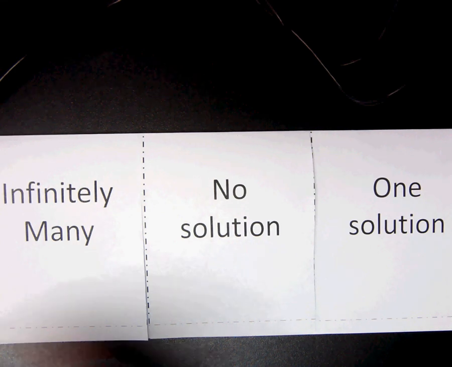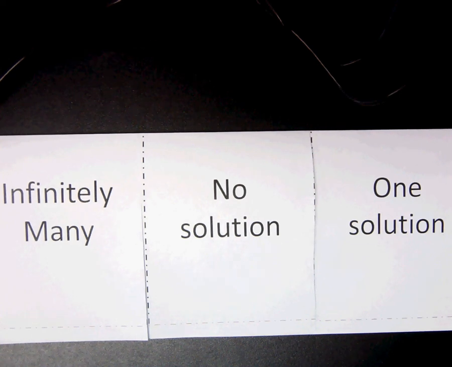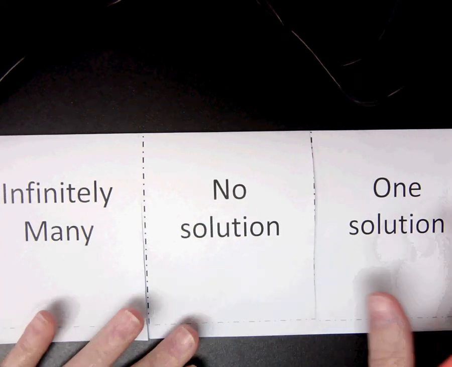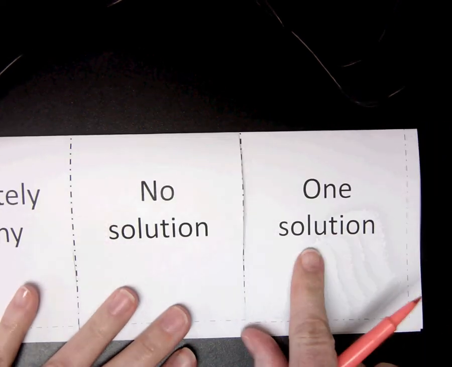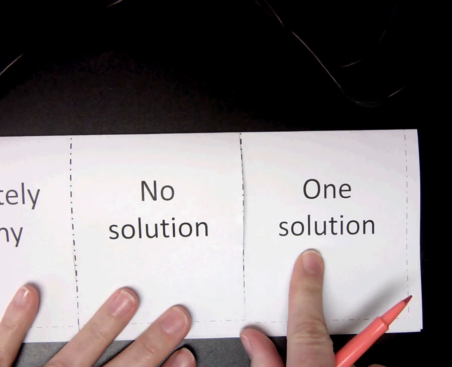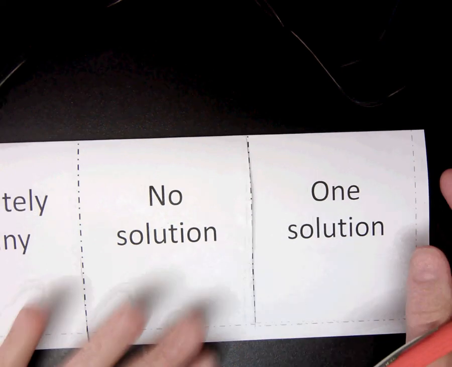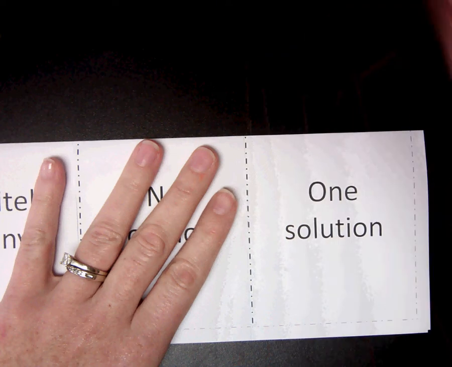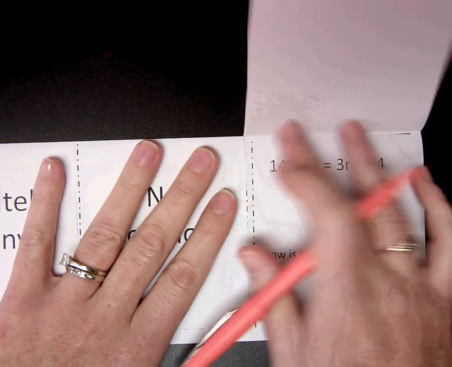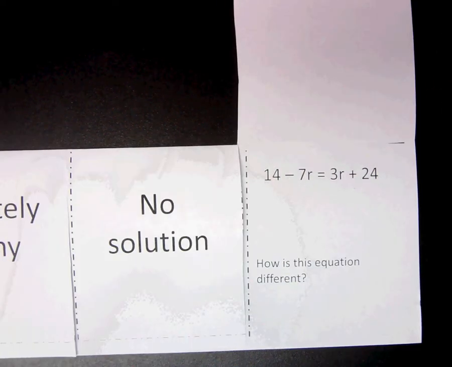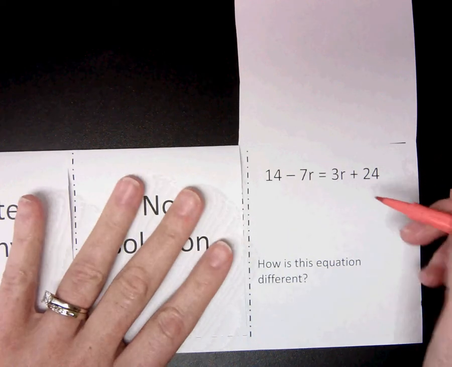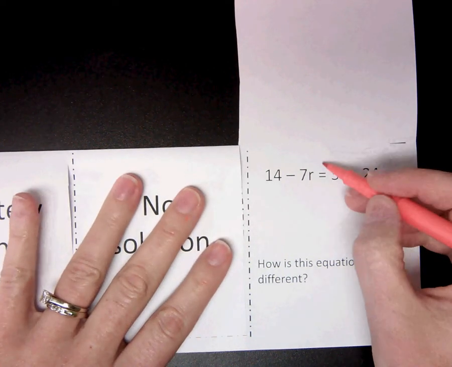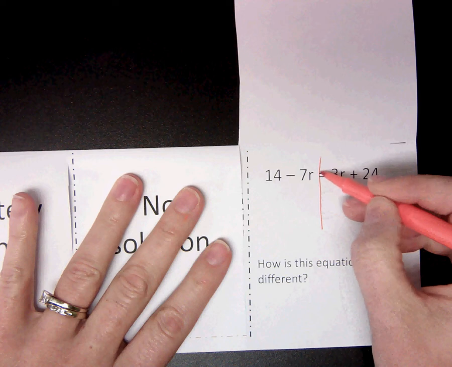Okay, in this lesson, we're going to look at some special solutions or special cases for solving equations. When we solve an equation, we can have one solution. So let's look at that one first. All the equations we've dealt with so far have only had one solution.